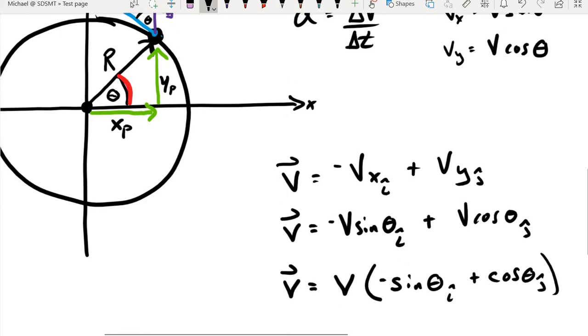So looking at the radius triangle, what is the definition of sine theta in terms of that radius triangle? Well, sine of theta is opposite over hypotenuse. The leg opposite of that angle is y of p. The hypotenuse is r.